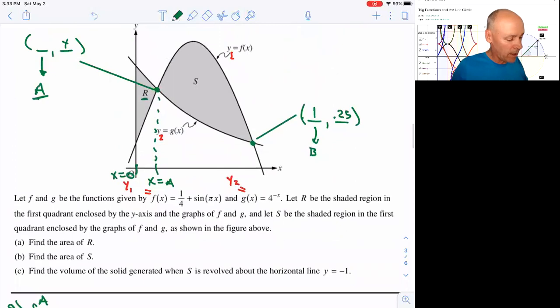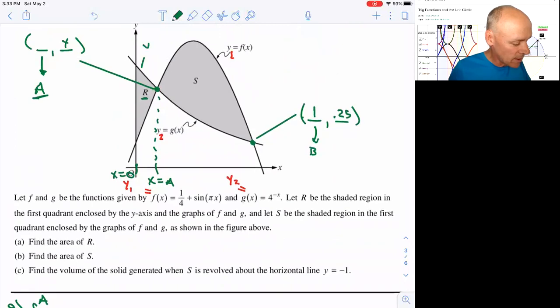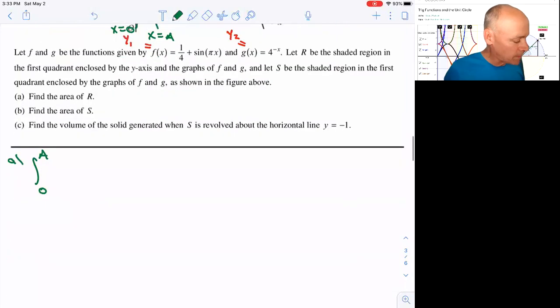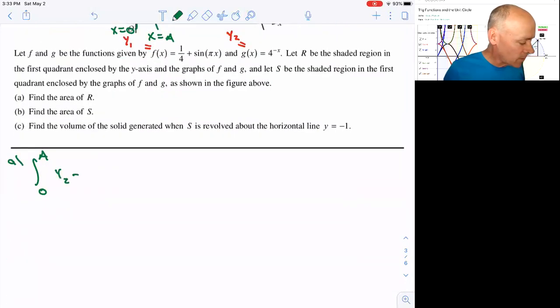Now I just have to look. Okay, region R is bordered on the top by y2. That's g of x, right? And then on the bottom, that is y1. So I want to put y2 minus y1, with the differential dx. Okay, now I'm going to plug that into my calculator just like that.